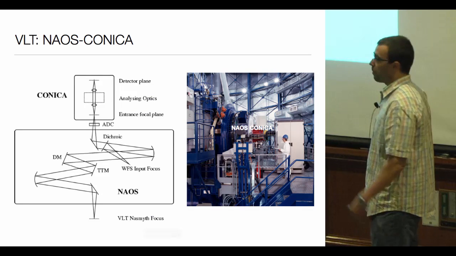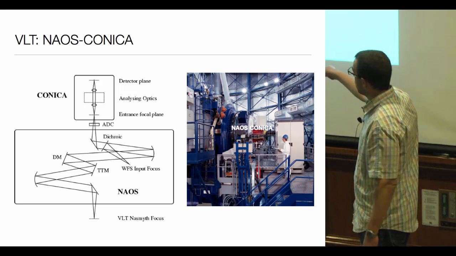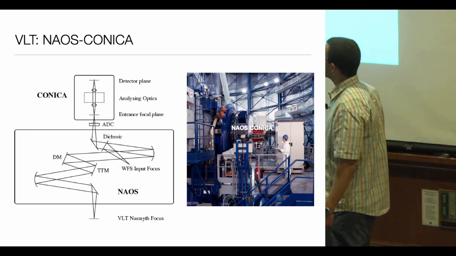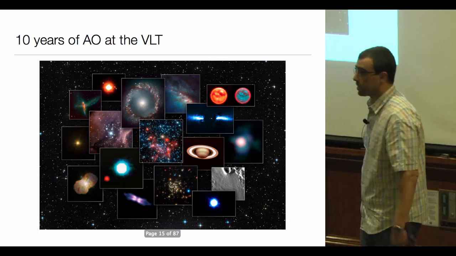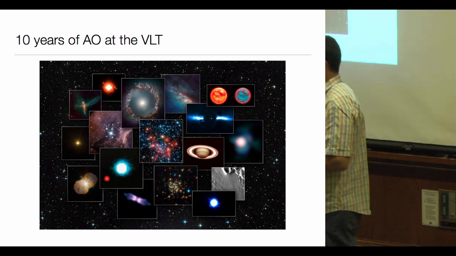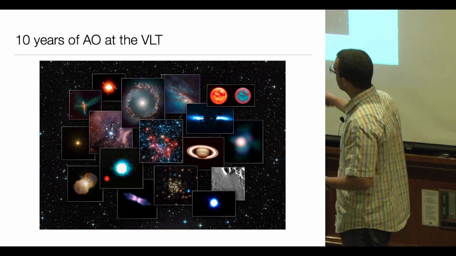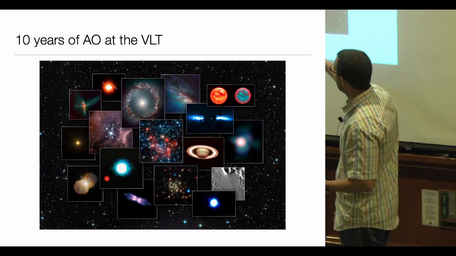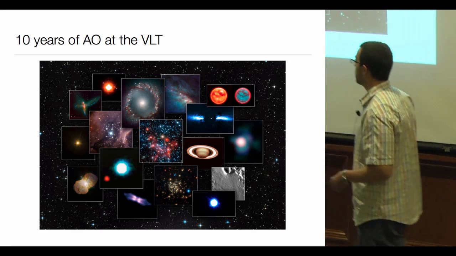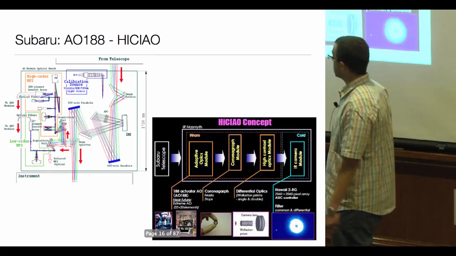So there have been many instruments based on this concept. It's very successful. You see here, you recognize some of these building blocks. This is NAOS-CONICA, at the VLT. It's been online for more than 10 years now. It has produced many results. It contributed to 3 of the top 10 discoveries of ESO: the discovery of the first exoplanet image, the imaging of the galactic center and resolving the orbits of the stars around the central black hole, and many, many other things.